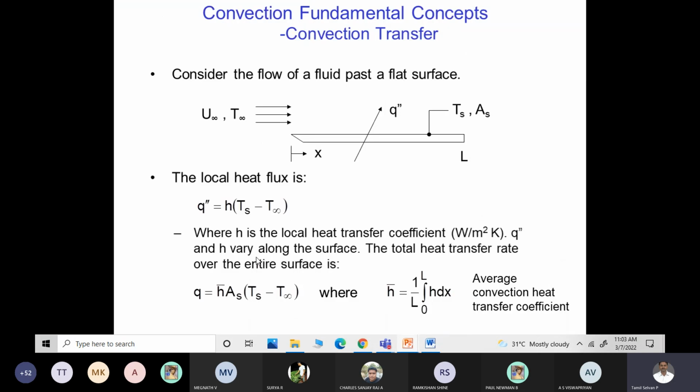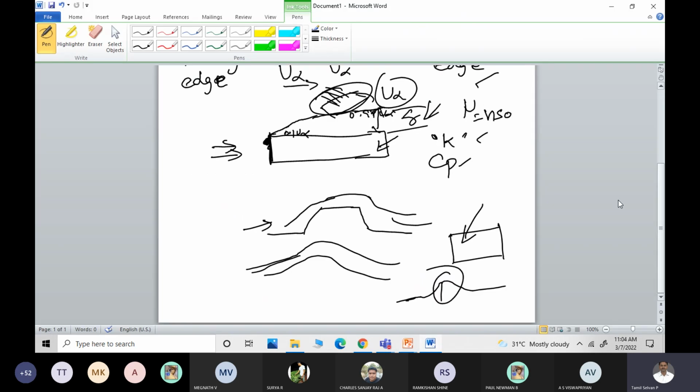Now when we talk about the heat flux, we know that q double dash is equal to h del T, or Q equal to h A del T. Now this h bar is nothing but the average heat transfer coefficient. h is the local heat transfer coefficient, and h bar is the average heat transfer coefficient. Why do we have to consider the average heat transfer coefficient? Because the local heat transfer coefficient pertains to a particular point, or a particular distance x, over the total length.